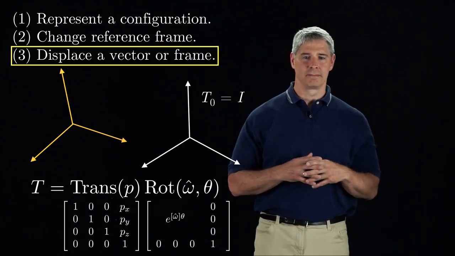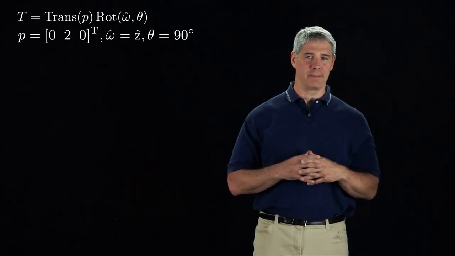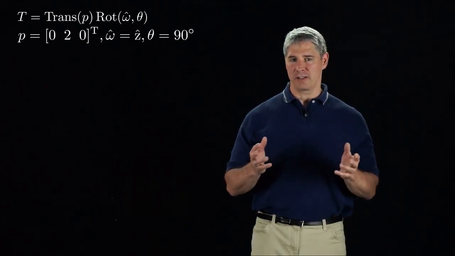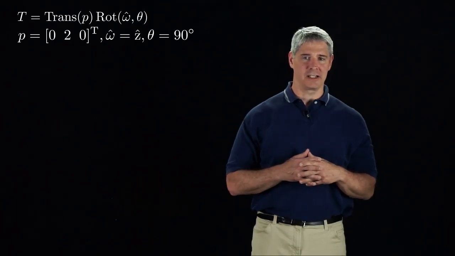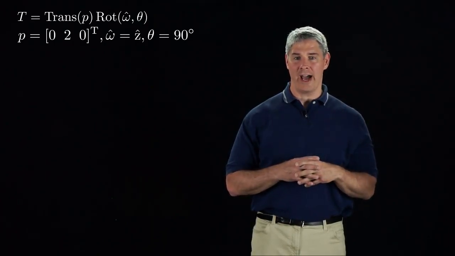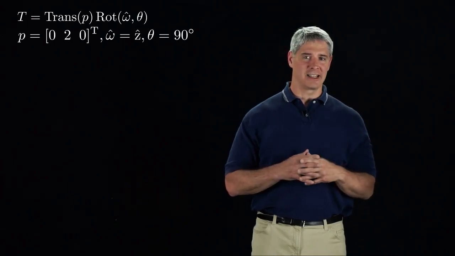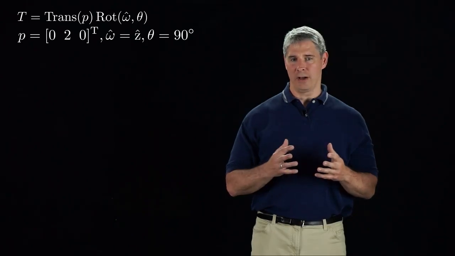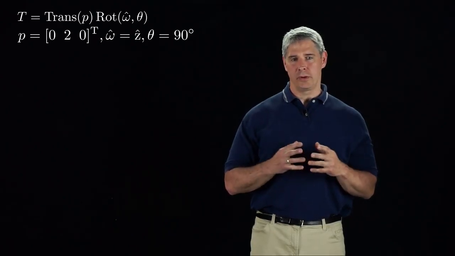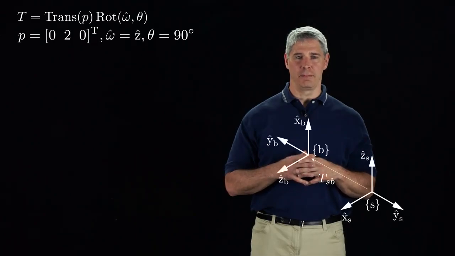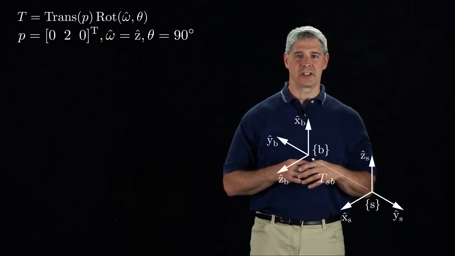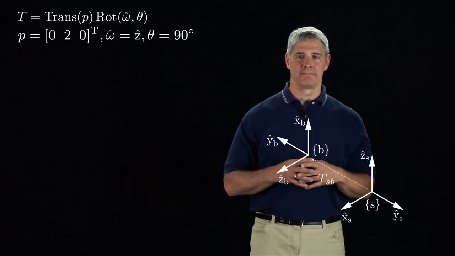T can be viewed not only as a configuration, but also as the transformation that takes the identity matrix to T. Let's consider a specific example of using a transformation matrix T to move a frame. Our transformation T is defined by a translation of 2 units along the y-axis, a rotation axis aligned with the z-axis, and a rotation angle of 90 degrees, or pi over 2. We will use the transformation T to move the B frame relative to the S frame. The B frame is initially represented by TSB.